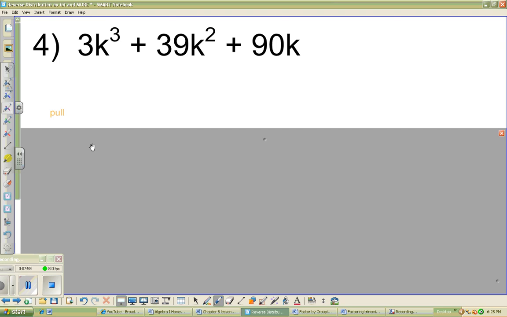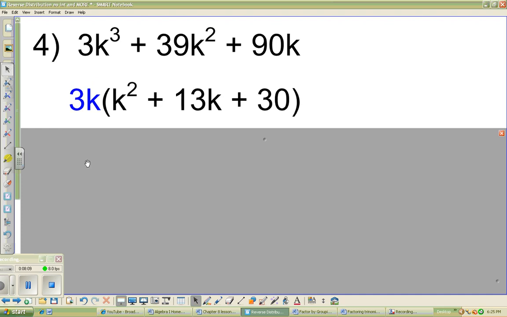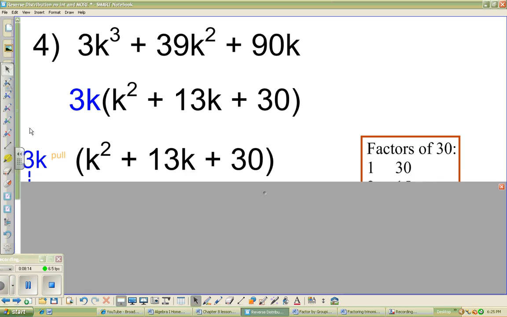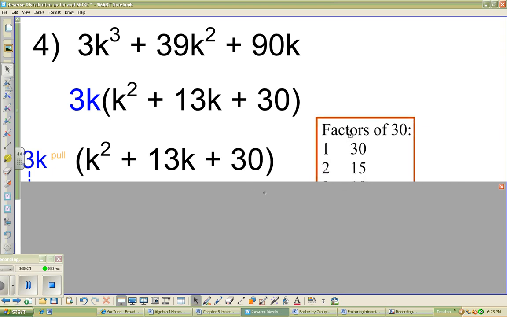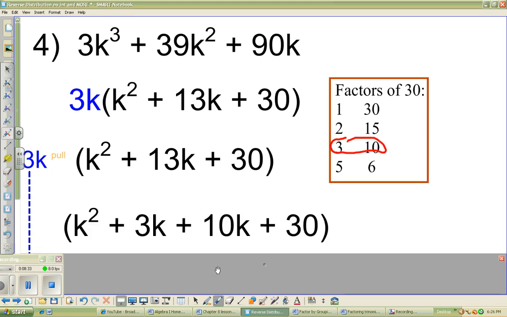The last example that I have, this time we have a 3 in common with every term. So I factor out the 3, oh, and a k. Take that 3k out first. Park them off to the side, we'll get back to him later. Now we're going to take these 3 terms and factor them. Start with the factors of 30, there they are. Now let's see, we need the factors that add to 13. Let's see, 3 and 10, that works. So we get 3k and 10k.